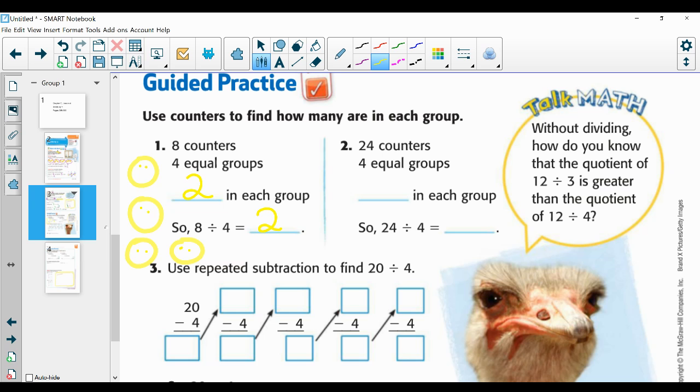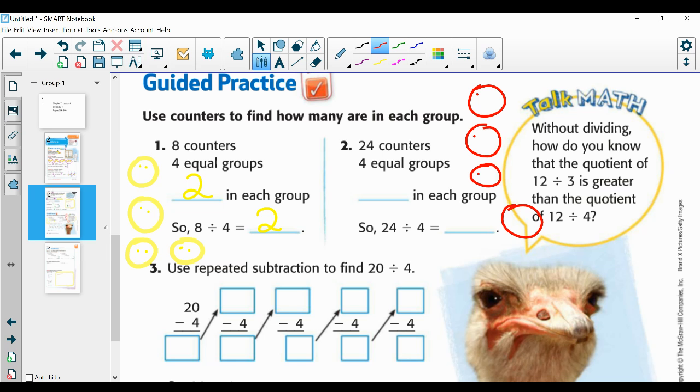Go ahead and pause your video. Okay, so I'm going to draw 4 equal groups. 1, 2, 3, 4. I need 24 counters, so I'm going to count to 24, doing one for me, one for you.